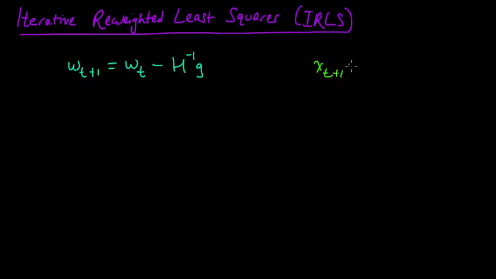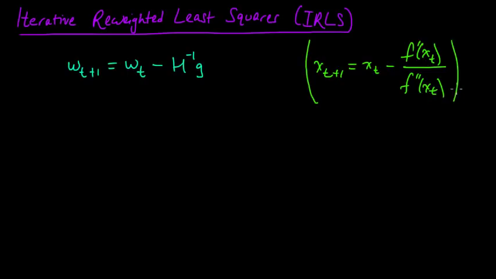Because in the one-dimensional case of Newton's method applied to the optimization problem, it's x_{t+1} equals x_t, this is for some generic single-dimensional quantity x, minus the derivative of the function, whatever function we're trying to optimize, at x_t, divided by the second derivative at x_t. This is Newton's method for optimization. We're applying Newton's method to the derivative of f.